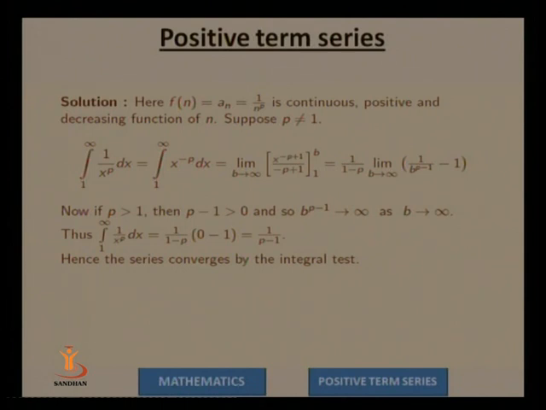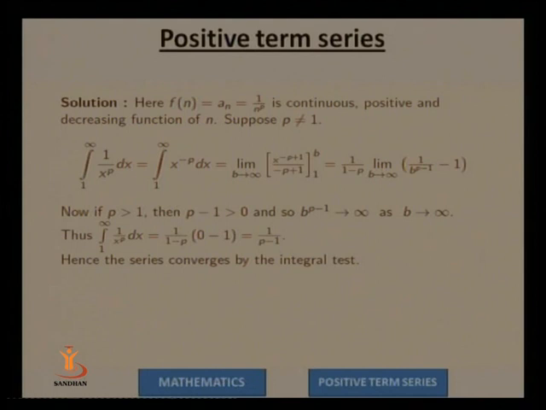Now if we substitute the upper limit and lower limit, then we get 1 upon 1 minus p outside of that limit because it's independent of b, and inside that limit will be 1 upon b raised to p minus 1, minus 1. So here we consider the first case, that is p greater than 1. If p is greater than 1, then p minus 1 is greater than 0, and so b raised to p minus 1 tends to infinity as b tends to infinity, because p minus 1 is a positive number, and whenever we have a positive number in a power, that number goes to infinity.